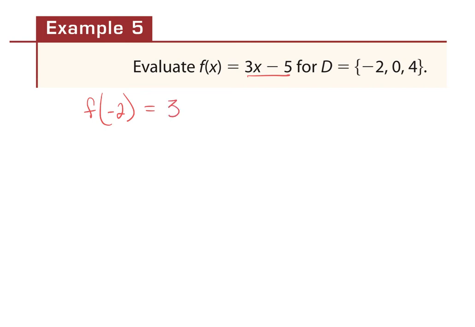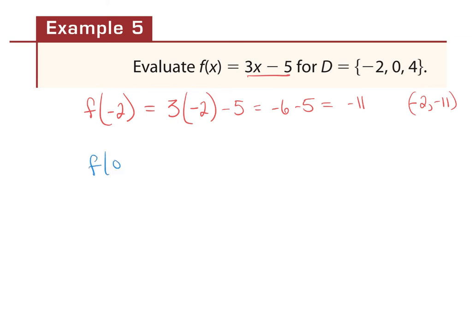I'm going to say 3, and instead of x, I will write -2 minus 5. That is -6 minus 5, which is -11. So f of -2 is -11. What does this tell me? This actually tells me an ordered pair. This actually tells me that I have this ordered pair in this relation or function, all right?